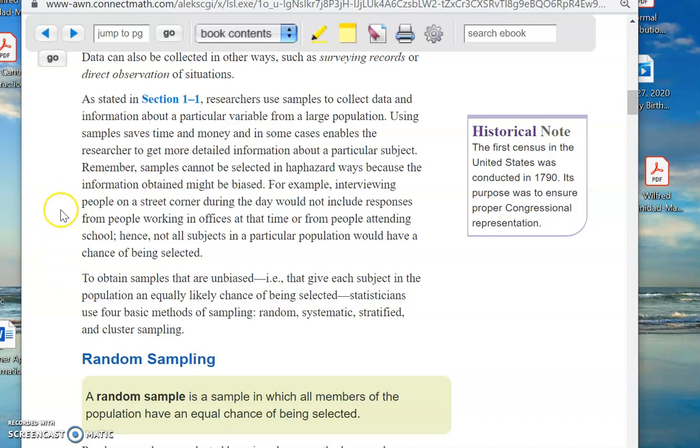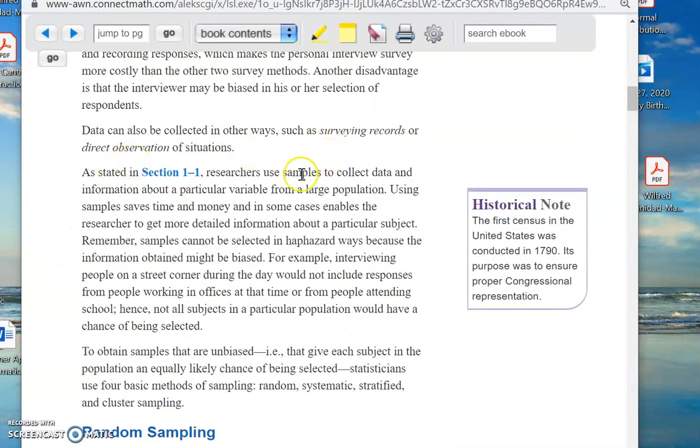Doing these surveys is an art, okay? One of the problems with surveys is that it's very difficult to make sure that you're getting an unbiased sample. Remember, biased means that the sample does not properly reflect the population.